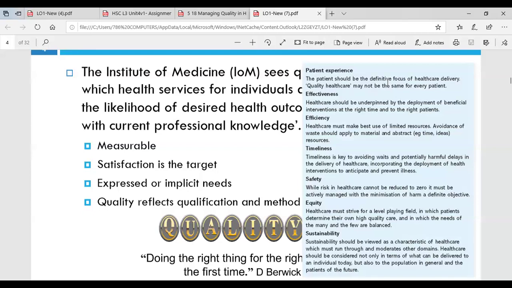What the main components of quality care should be, they comprise of effectiveness. So the healthcare should be underpinned by deploying beneficial interventions at the right time and to the patients who need it the most. Efficiency, so you have limited resources. Every institute has limited resources. Obviously, those resources should be used properly to the best of their ability and avoid wastage of those resources, and that is what efficiency is about. So use them where they are needed the most.